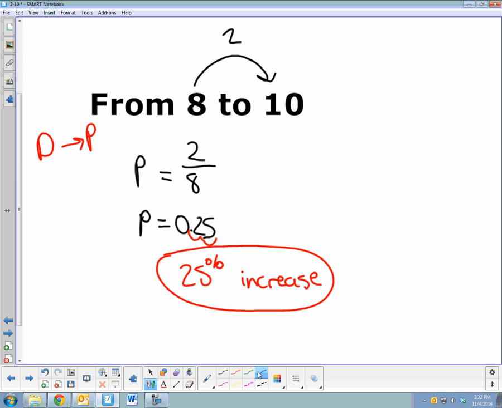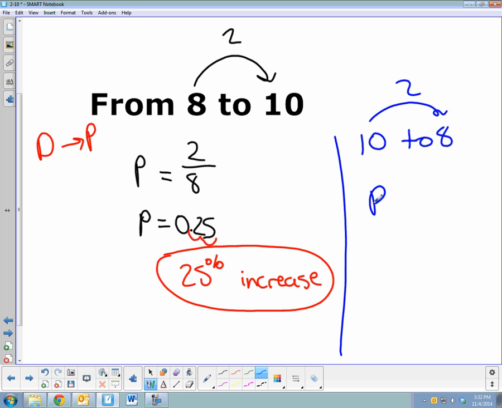From 8 to 10 is a 25% increase. From 10 to 8, you make up a different problem here. From 10 down to 8 is not a 25% decrease. From 10 down to 8, it goes down 2. The change is still 2, so P would equal 2. But the original would not be 8. The original would be 10. That, 2/10, that's the same as 20/100ths, and anything out of 100 is our percent. So it would be a 20% decrease.